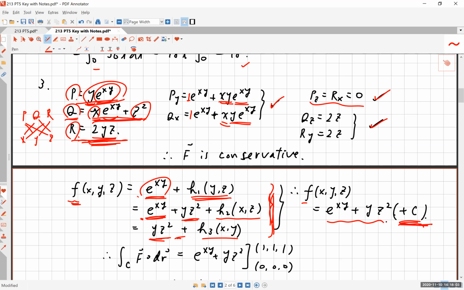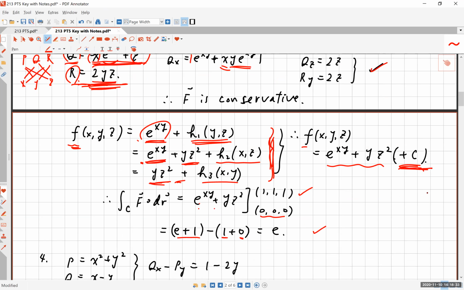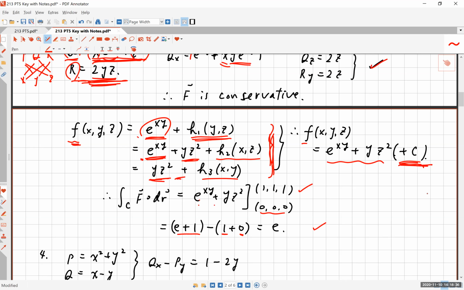Once you find the potential function, you evaluate that at the terminal point, which will give you e raised to the first power, plus 1 times 1 times 1. So it's e plus 1. If you plug in zeros, you get e to the 0th power, which is 1, and then plus 0 times 0 times 0, which is 0. So the answer is e plus 1 minus 1, and that is e. And that is the solution for part 3.